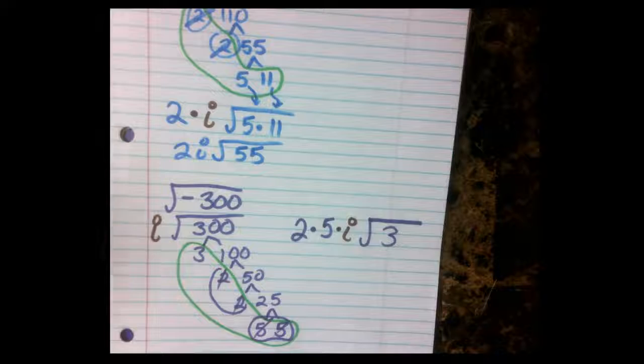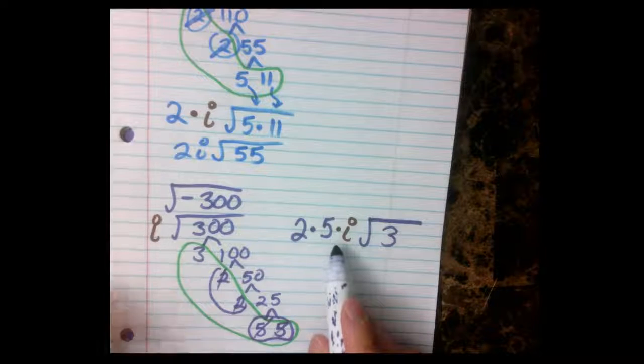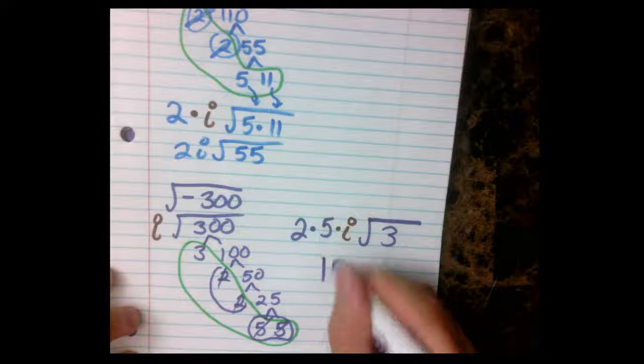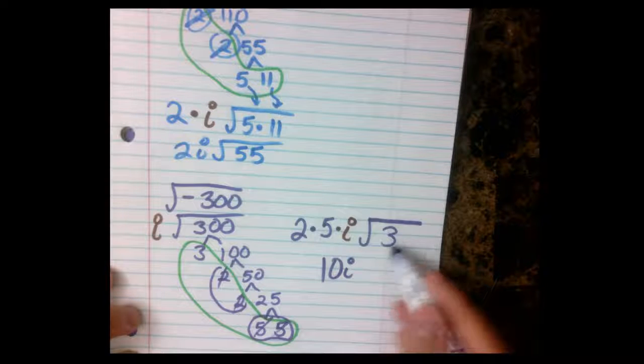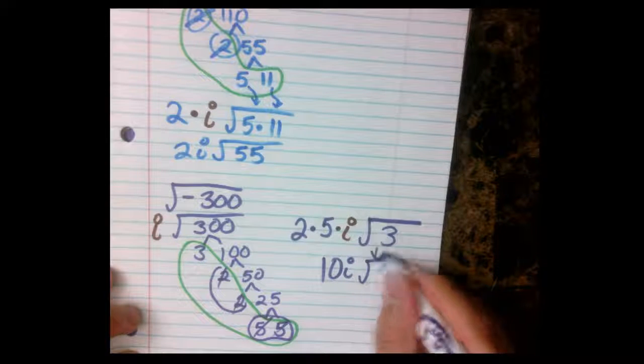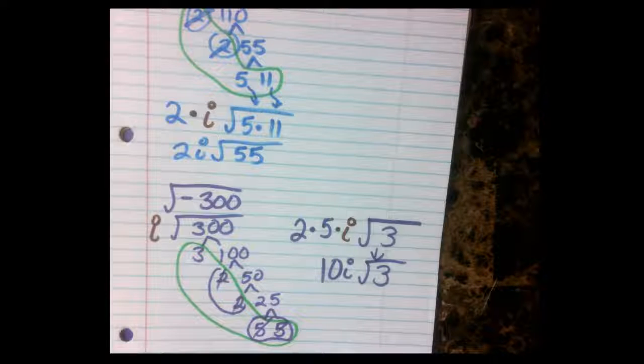You're almost done. The next step is just multiply. 2 times 5 is 10. Times i just gives you 10i. Then don't forget your square root. Bring it on down. And that would be your final answer here.